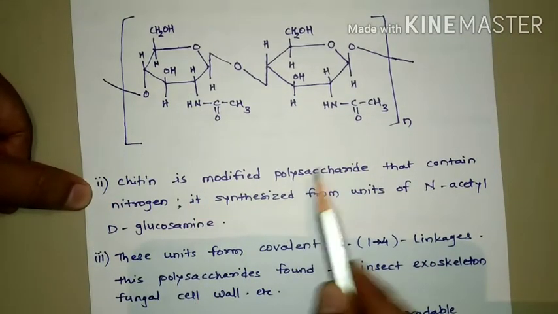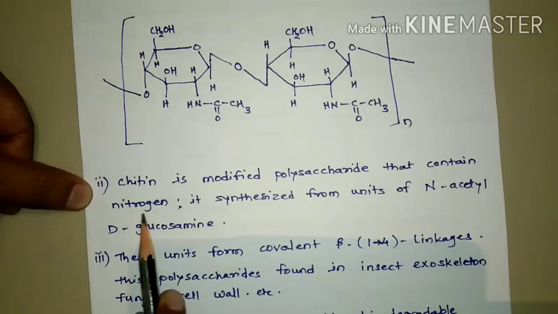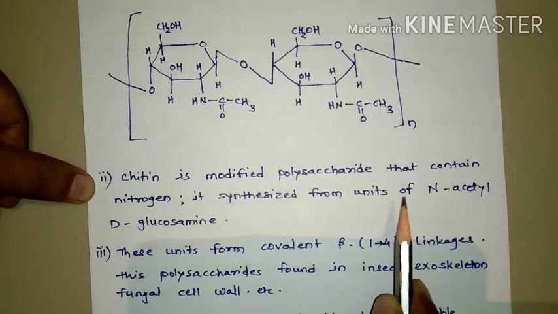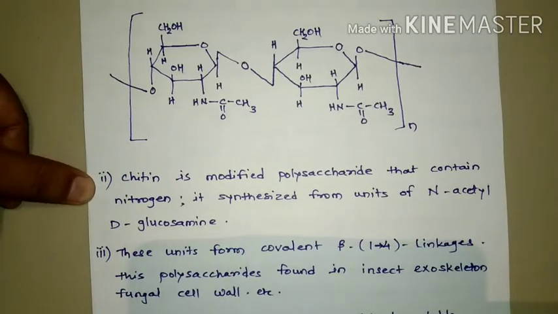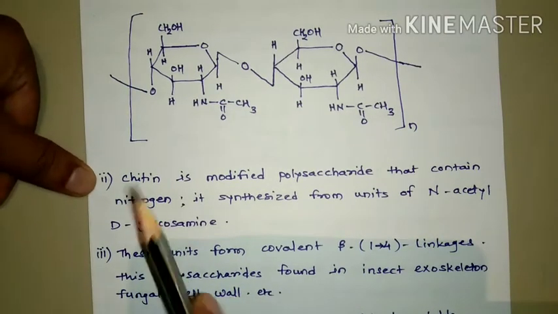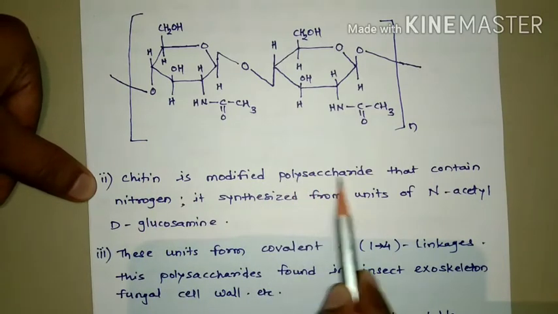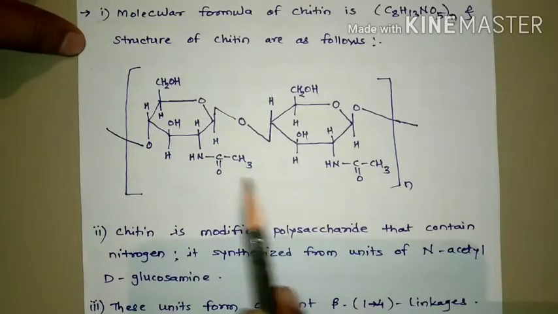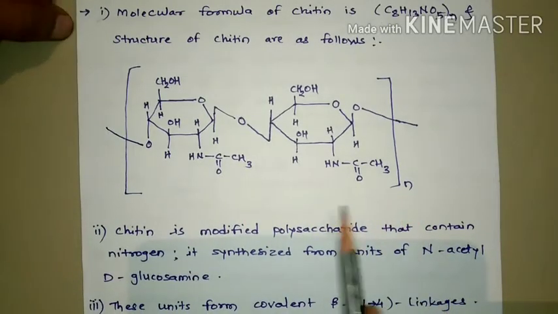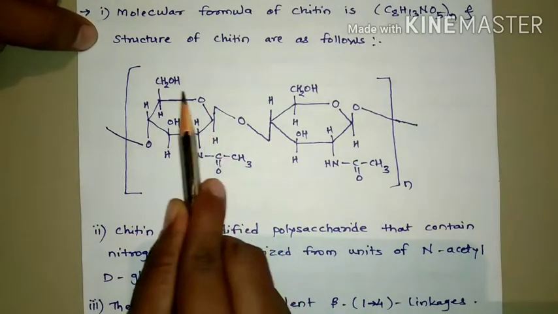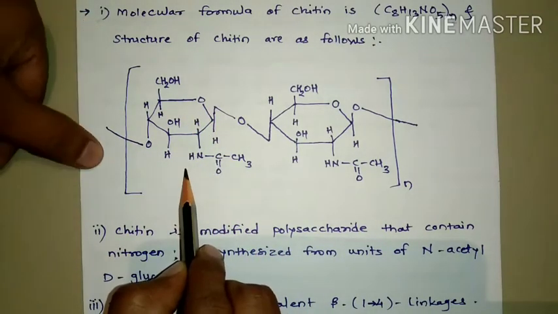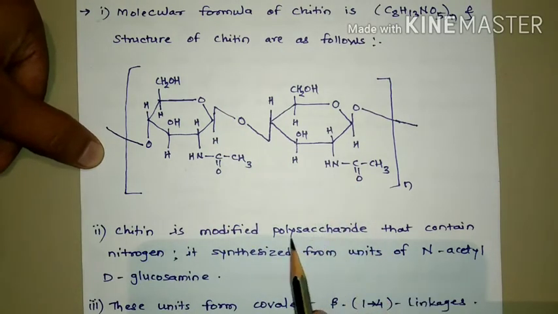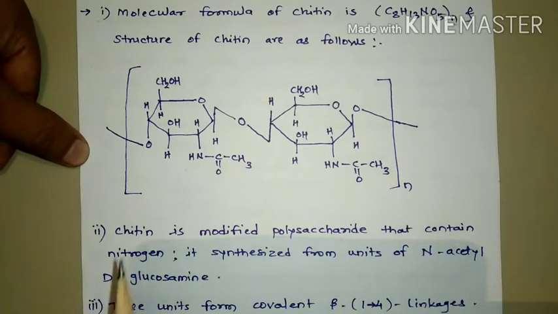Chitin is a modified polysaccharide that contains nitrogen. It is synthesized from units of N-acetyl D-glucosamine. In the second point, chitin is a modified polysaccharide. What is meant by polysaccharide? When a number of monomer units are present in the structure, it is called a polysaccharide. So this one is the monomeric unit and it is attached to another monomeric unit. So it is a polysaccharide molecule that contains nitrogen.